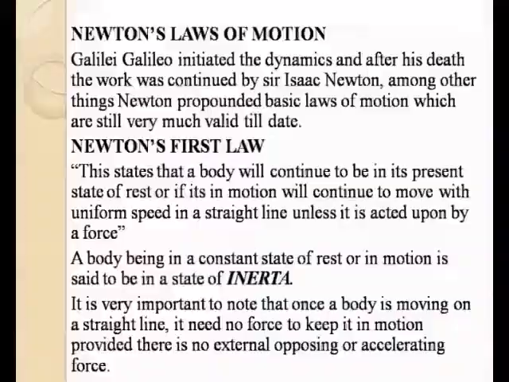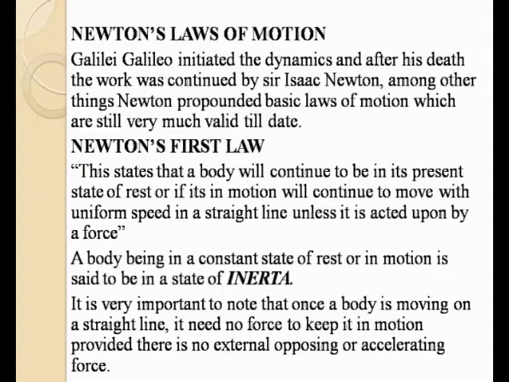Let me state it again. It states that a body will continue to be in its present state of rest, or if it's in motion, will continue to move with a uniform speed in a straight line unless it is acted upon by a force. Now, a body being in a constant state of rest or in motion is said to be in a state of what? Inertia. Get that straight. If your body is at rest or is in motion, it's what we call a state of inertia. Are we getting it? So those two words need to be known.